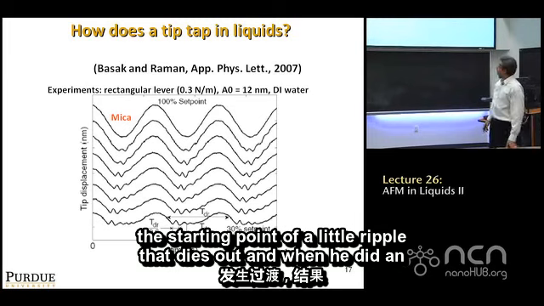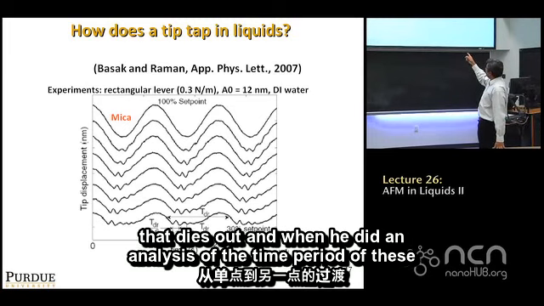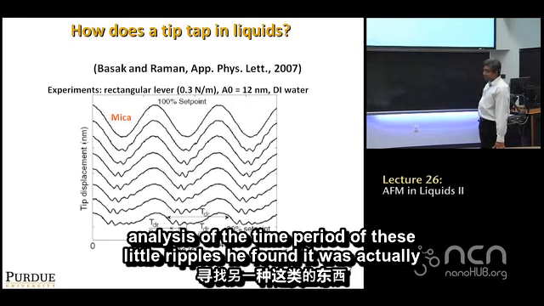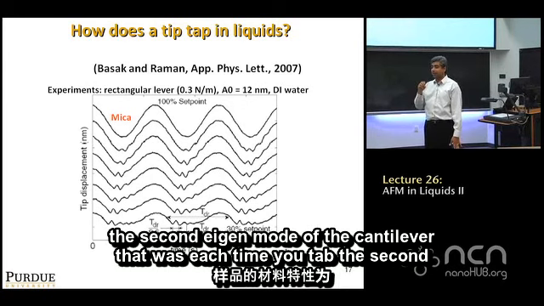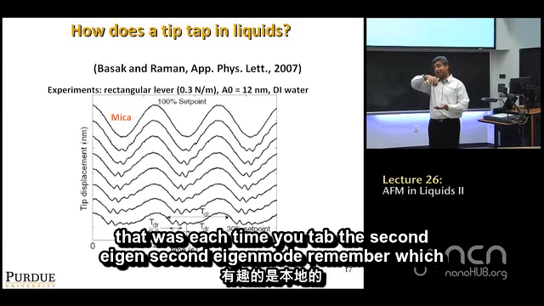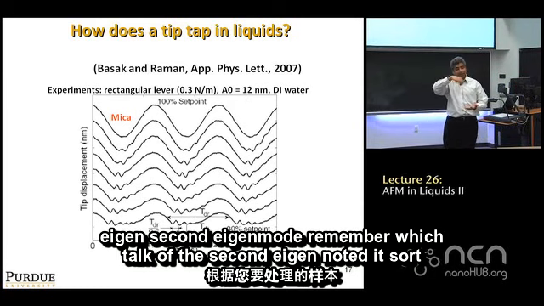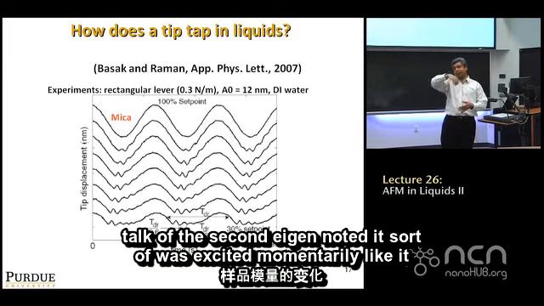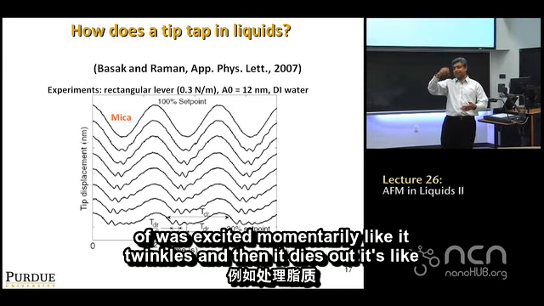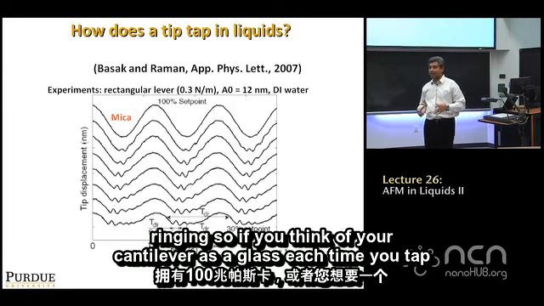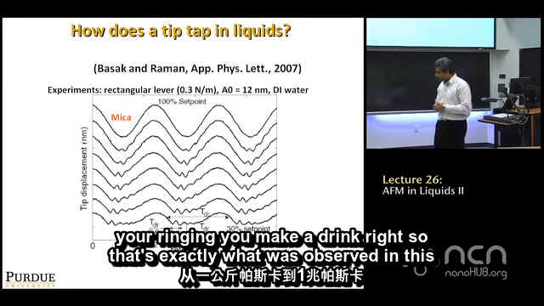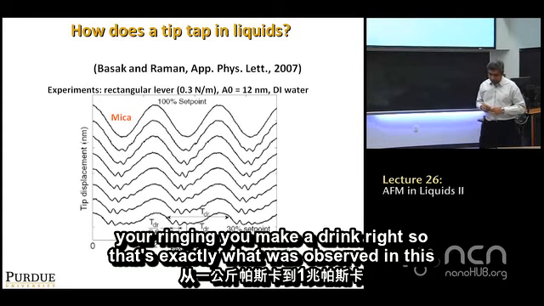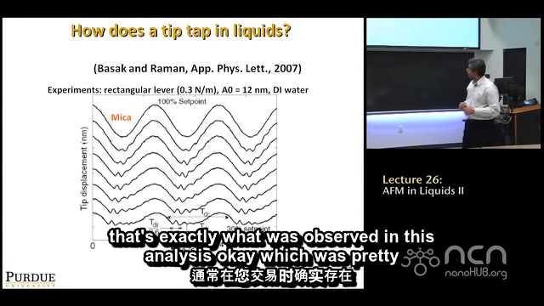And when he did an analysis of the time period of these little ripples, he found it was actually the second eigenmode of the cantilever that was excited each time you tap. Remember, we've talked about the second eigenmode. It was excited momentarily, like it twinkles and then it dies out. It's like ringing. If you think of your cantilever as a glass, each time you tap, you make it ring, right? So that's exactly what was observed in this analysis, okay?